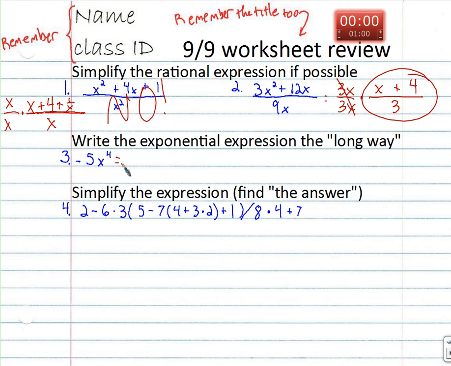How do we write that the long way? Justin? Negative 5 times x times x times x times x. Very good. What would be a common mistake to make? Yeah, Jethro. Negative 5x times x times x. But that would be the same, because negative 5x is negative 5 times x. You might see a negative 5x times negative 5x times negative 5x times negative 5x, right? If I want the 4 to apply to the negative 5, I would use parentheses, right? But it didn't. I don't want negative 5x times itself 4 times. I only want x times itself 4 times, and whatever that is, I'm going to multiply that by negative 5.